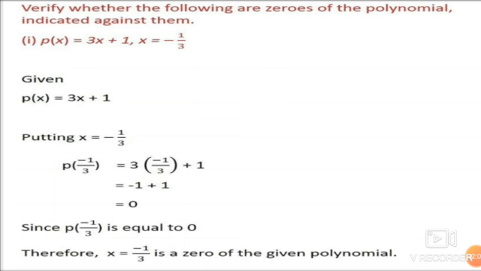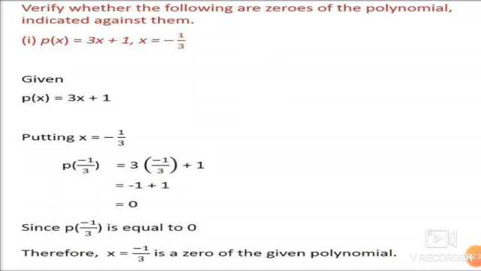Okay, first you can take an example: p(x) = 3x + 1, x = -1/3. They have given one expression and also the x value. Now we want to find out whether it is a zero of the polynomial or not. Okay, how can we find out? You can observe the below steps, students.